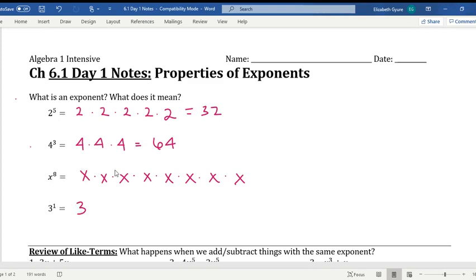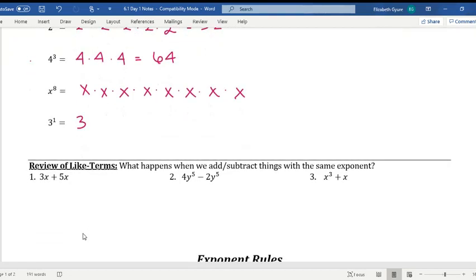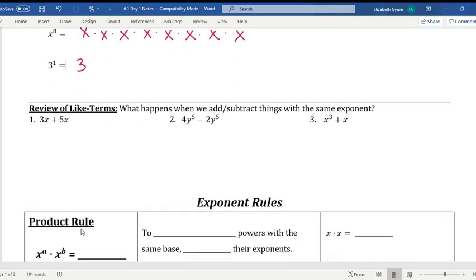So what I want you guys to do is keep these things in mind, and we're going to review combining like terms. Remember, that's just when you add or subtract things that look the same, like x's go with x's, y's go with y's. And then we're going to talk about a few of our exponent rules today. So what happens when we add or subtract things with the same exponent? Remember, to combine your like terms, you need the same variable and the same exponent.